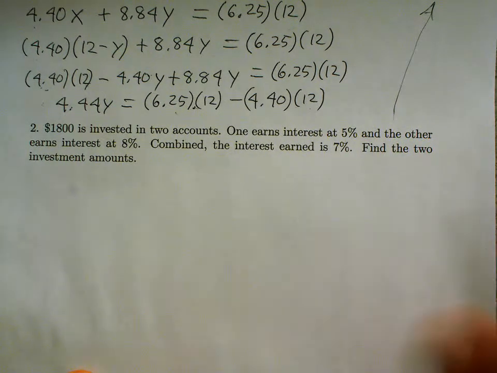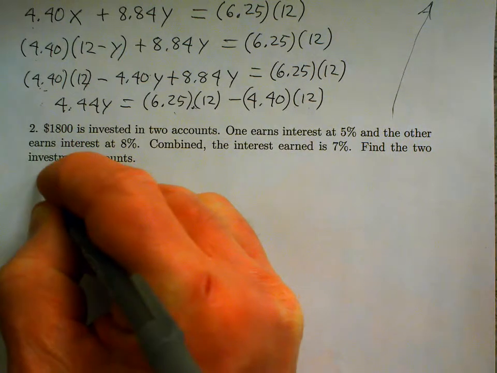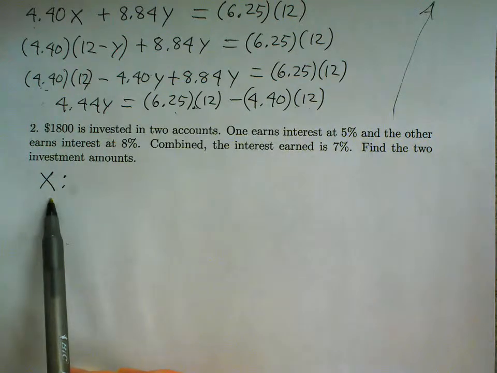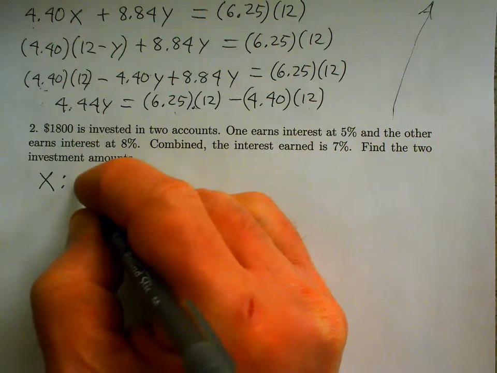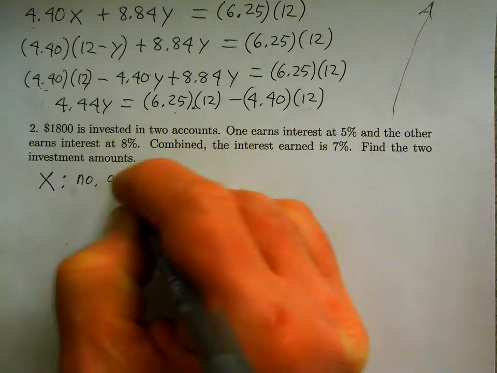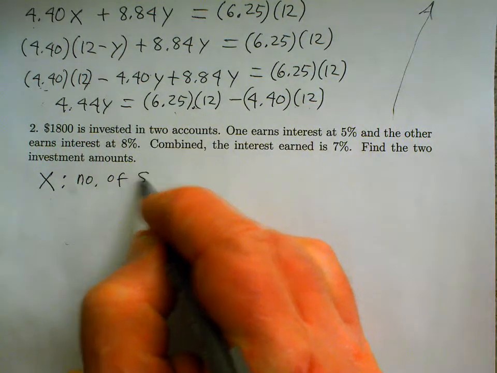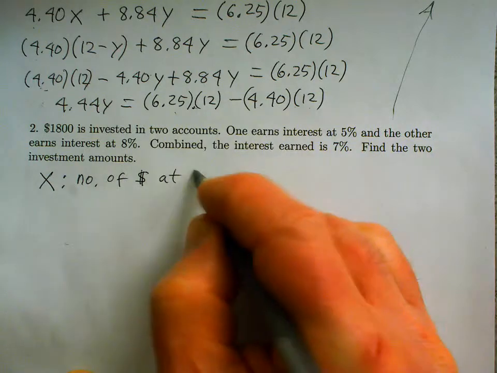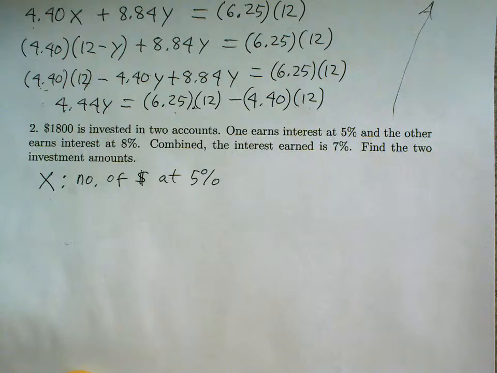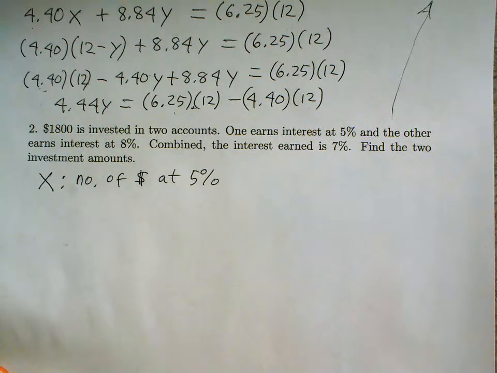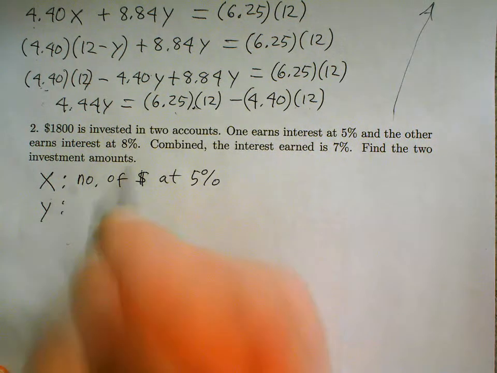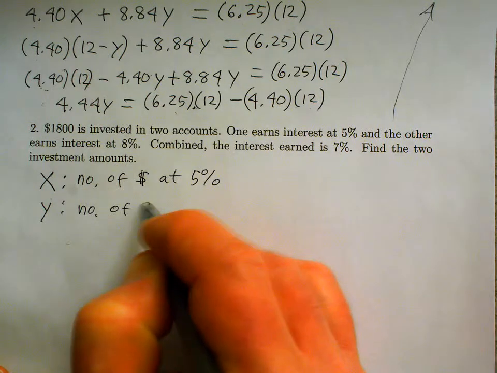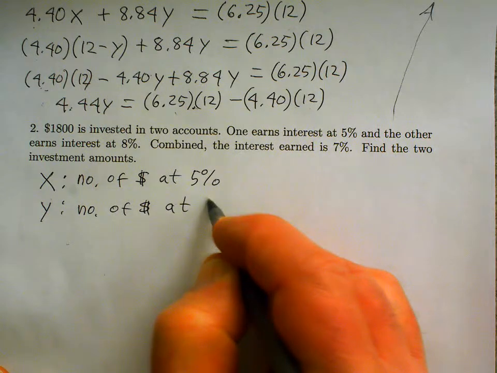Okay, so we have two quantities that we're supposed to find. Find the two investment amounts. So let's let x be the number of dollars at the 5% interest rate, and let's let y be the number of dollars invested at 8%.